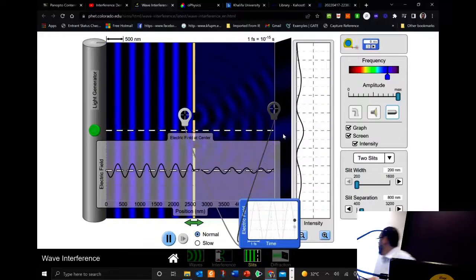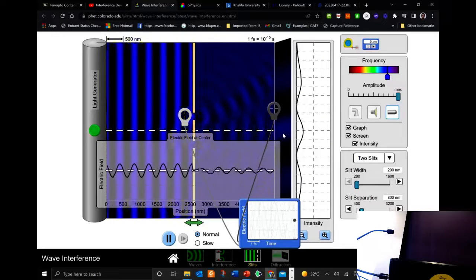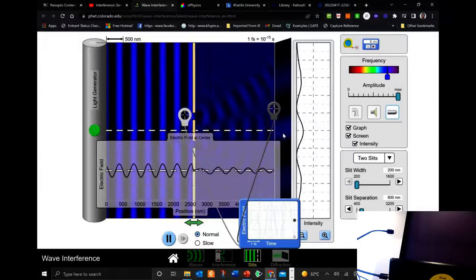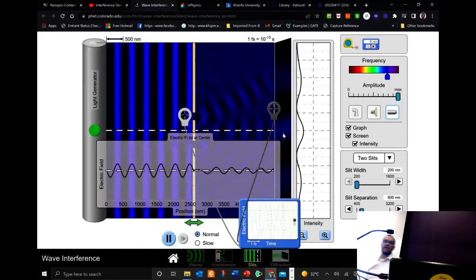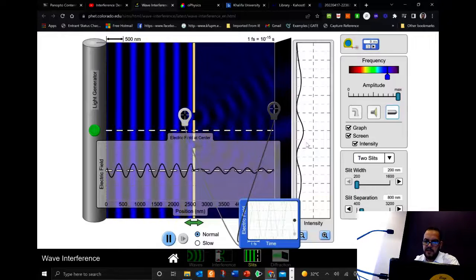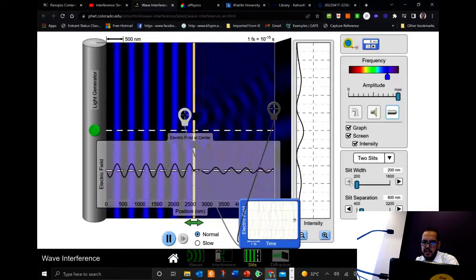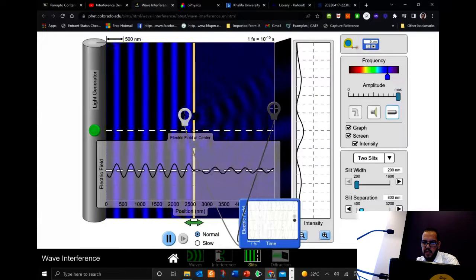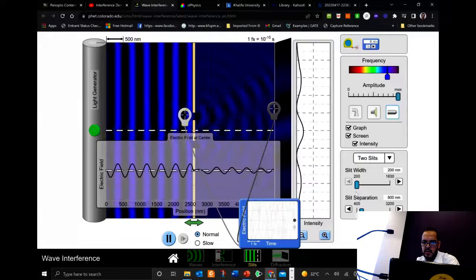You don't see what we measure here, because the two waves cancel each other. We are at this spot. The intensity is minimum. That's where we have destructive interference. The nice thing here, you can vary the frequency of the source. You can vary the distance between the slits, and you can vary the slit separation and the width of the slit.